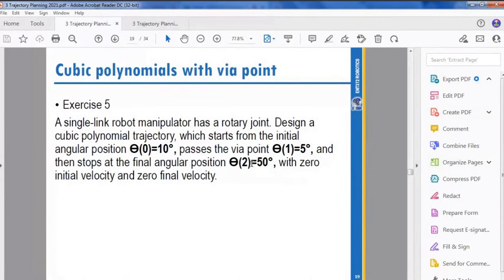So the robot moves from position 0, from 10 degree, and then goes to 5 degree, then goes to 15 degree in 2 seconds. Because this is 0, 1, 2. In 2 seconds.